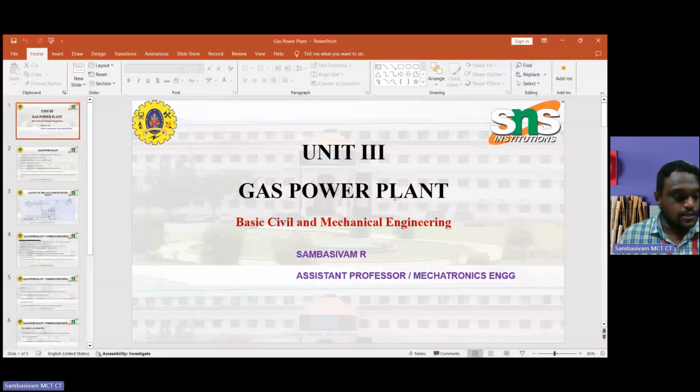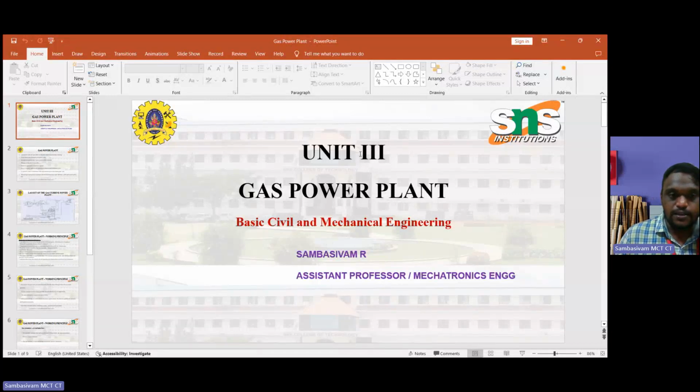In the previous session, we discussed the power plant of the diesel engine. Now we are moving towards the next power plant. It is nothing but the gas power plant. Before entering the topic, I want to share the presentation related to the gas power plant. So, as I said earlier, the gas power plants.